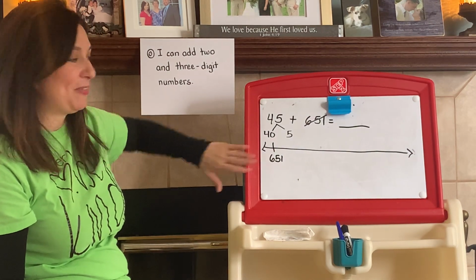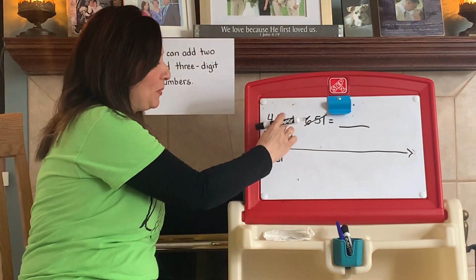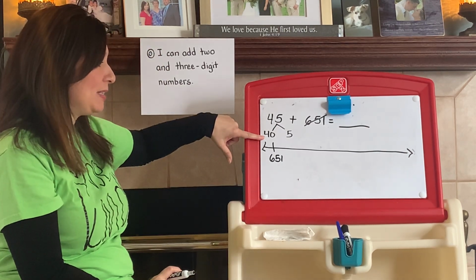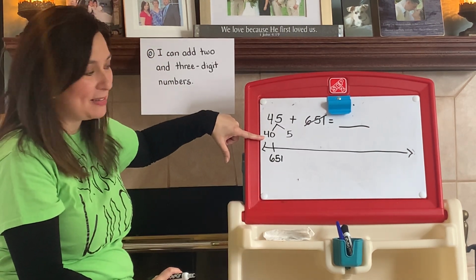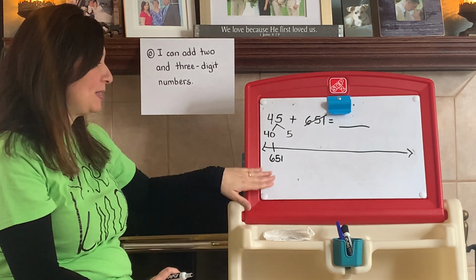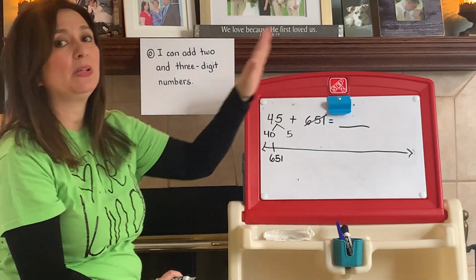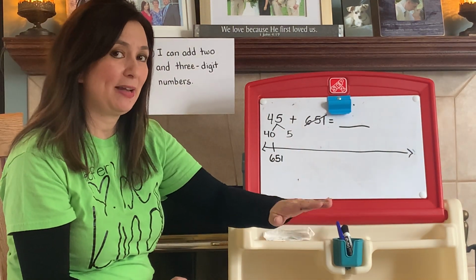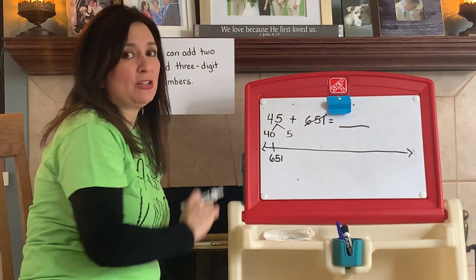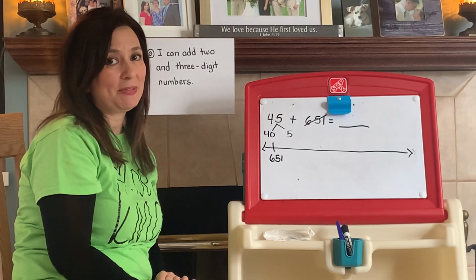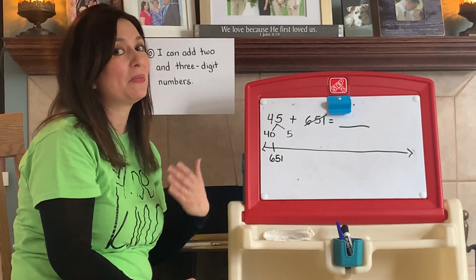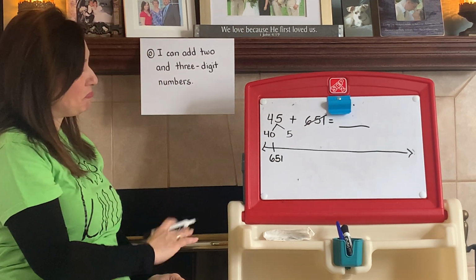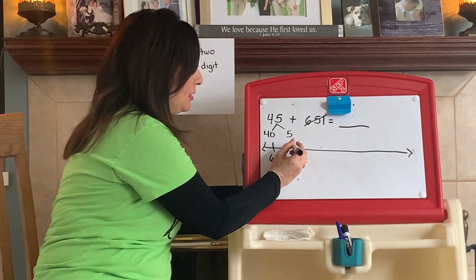I'm at 651. I decomposed 45 into 40 and 5. So I know I need to jump 4 tens. Some of you are comfortable saying, oh, 651 plus 40, I can take a jump of 40. That's going to get me to 691. But if you like to jump your 4 tens, there is nothing wrong with that. You need to do math the way that it works for you in your head. So I'm going to take 4 jumps of 10.